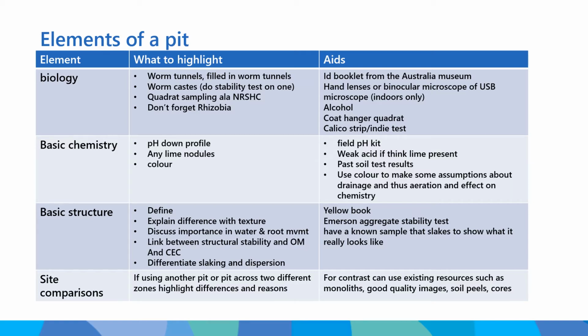And it's also really good, if you want to show slaking, to have a known sample that you know will slake. So I used to use red soils from Condobolin that were very heavily cropped, and I knew that they would just disintegrate, so people could see what slaking was if you didn't have a slaking example. So that's also a good little tip, I guess.